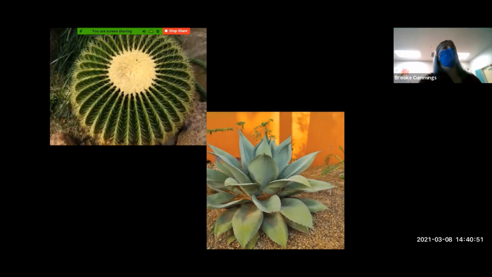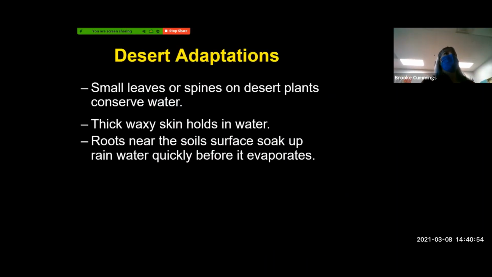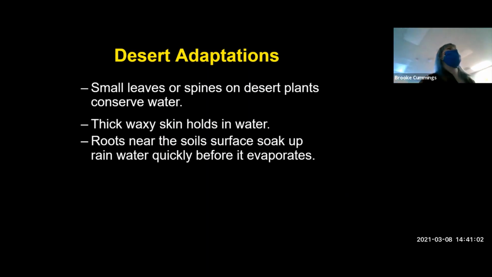They're very hardy, drought resistant, and they also have shorter roots. So the roots are right on the surface and they can soak up water really quickly because it's very hot out there, and so the water evaporates very rapidly after it rains. So they have to have their roots at the top so that the roots can absorb the water before it evaporates.